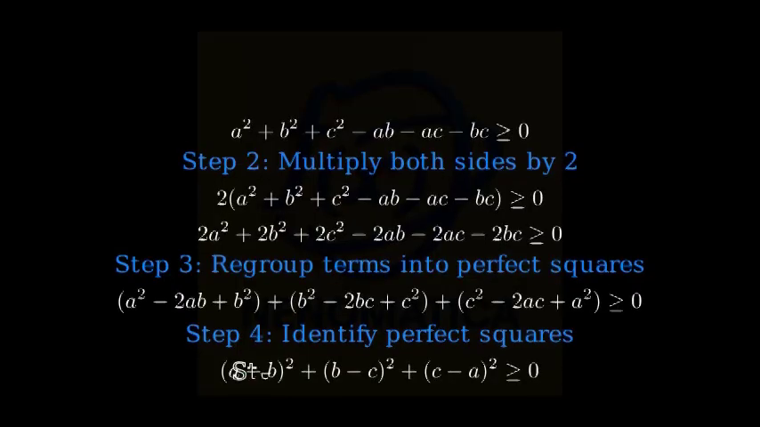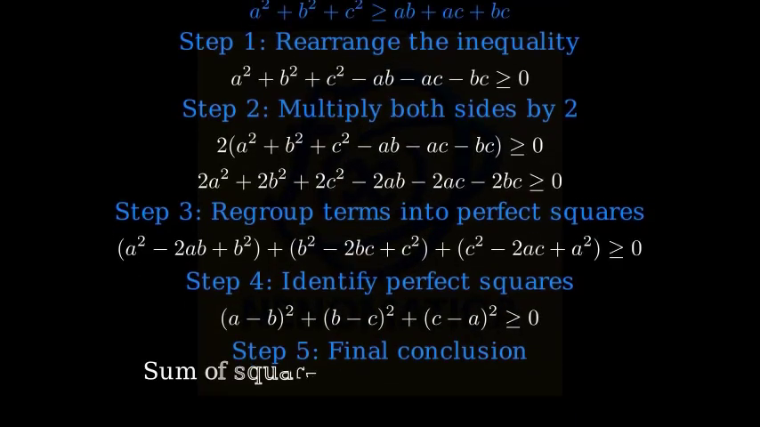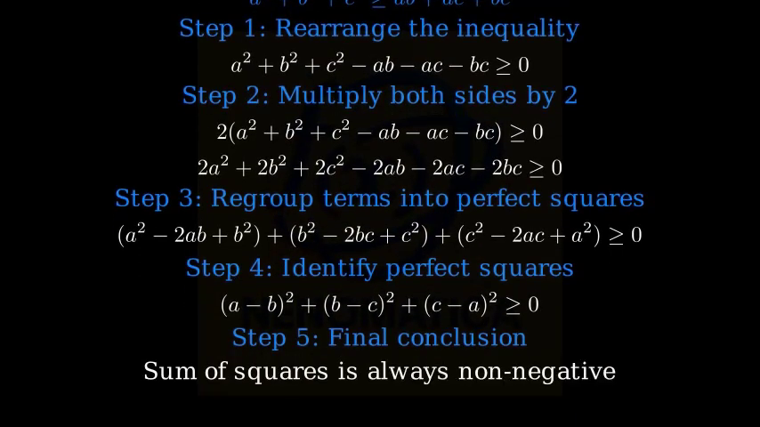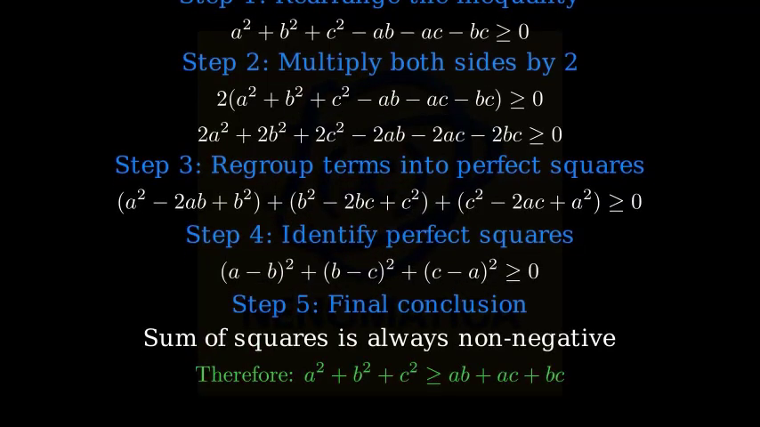Step 5. Since squares of real numbers are always non-negative, this final inequality is always true. The sum of 3 squared terms is always greater than or equal to 0. Therefore, our original inequality a squared plus b squared plus c squared is greater than or equal to ab plus ac plus bc is proven.